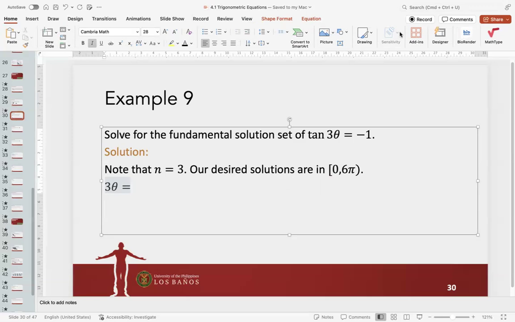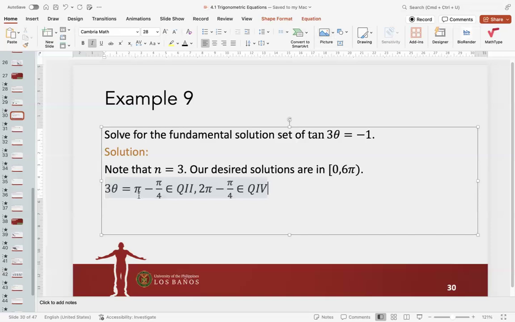We want to get the angle in the second quadrant. So that means we have pi minus our reference angle, which is pi over 4. And in the fourth quadrant, where tangent is also negative, we have 2 pi minus a reference angle pi over 4.